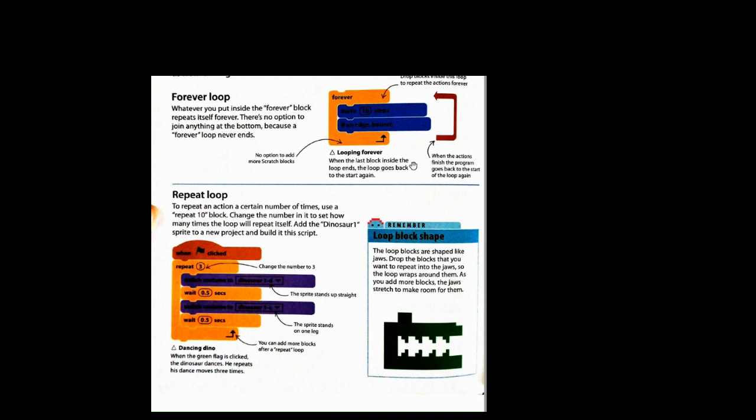Looping forever. When the last block inside the loop ends, the loop goes back to the start again. Drop blocks inside this loop to repeat the actions forever. When the actions finish, the program goes back to the start of the loop again.